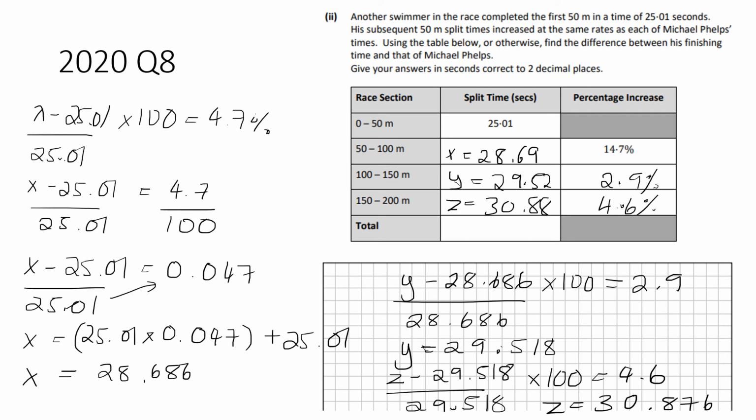which is 30.88. And then to get the total, just add all the times together, and you get 1 minute 54.09. You can just press the degree button on your calculator and add it up. When you add up those times as decimals and press the degree button on your calculator, it'll change it into minutes and seconds for you.